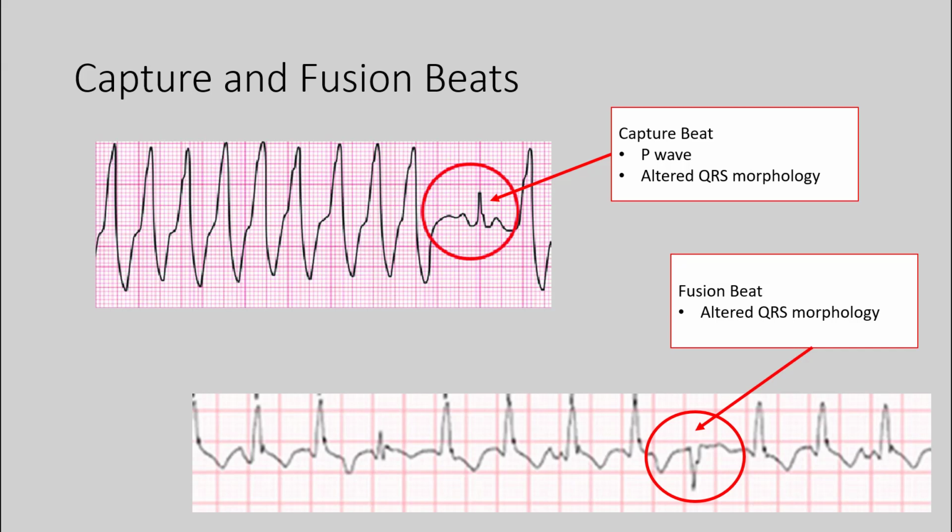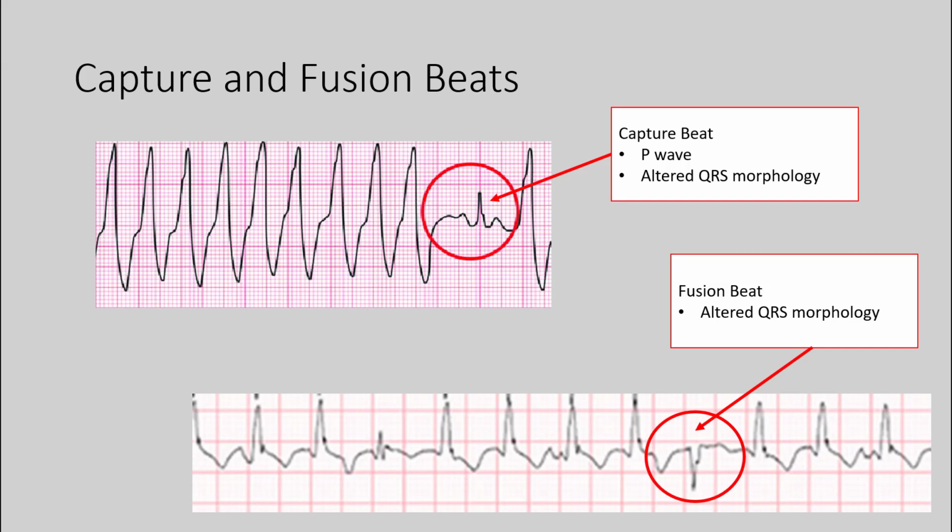During VT, capture beats occur when the occasional sinoatrial node impulse is conducted through the ventricle. The evidence of this is a P wave that precedes a QRS complex that displays supraventricular characteristics. In other words, it's most likely to have a duration of less than 0.12 of a second.